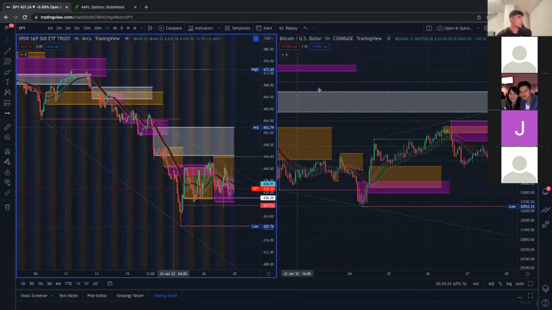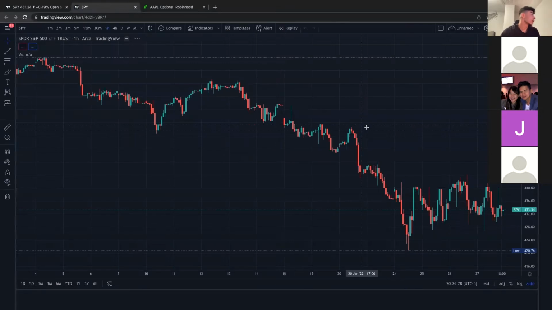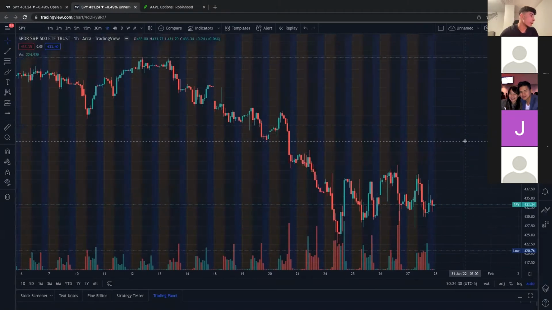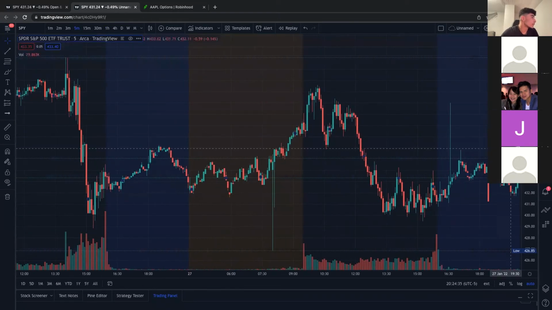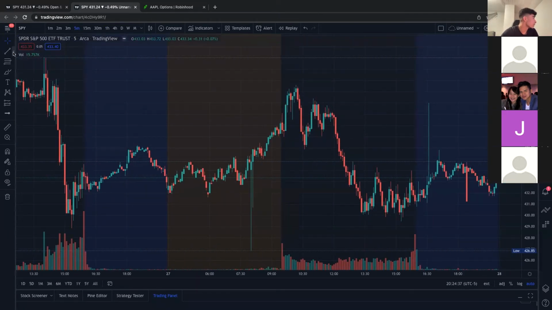Now we're going to jump into a chart. I'm going to open a new chart layout just so I can show you guys how I would pick a contract if I was trading. So we'll go on to a 5-minute chart, looking at S&P index SPY right here.